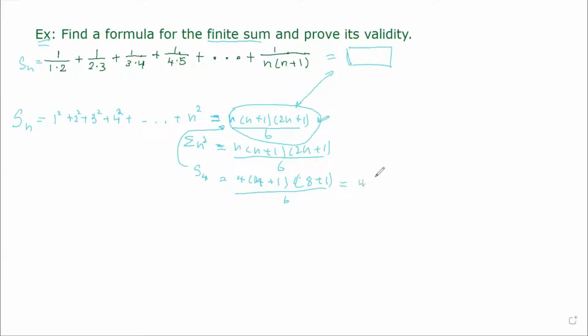This is going to be 4 times 5 times 9, over 6. And then you simplify it. 2 times 3 is 6, so it becomes 30, right? 6 times 5. Then you can find the sum of the first 4 terms here. You sum it up: 1 plus 4 plus 9 plus 16. So this is going to be 30 equals 30. So that's the meaning here.